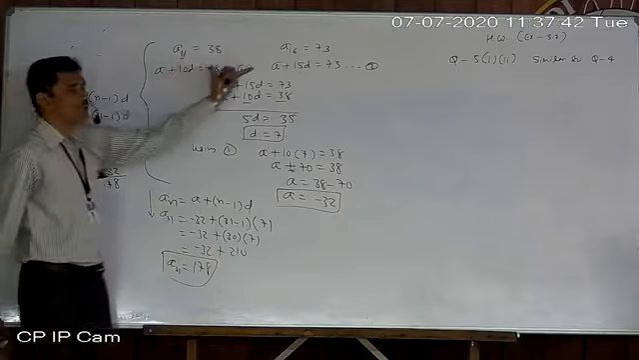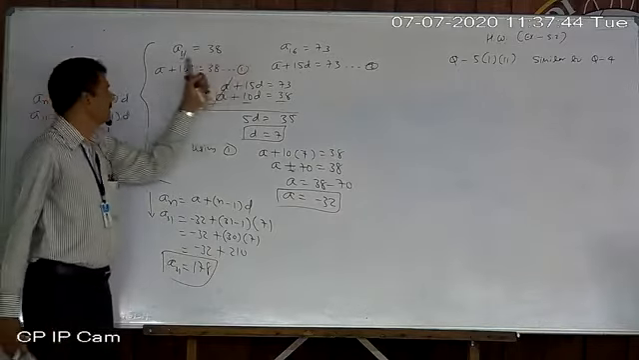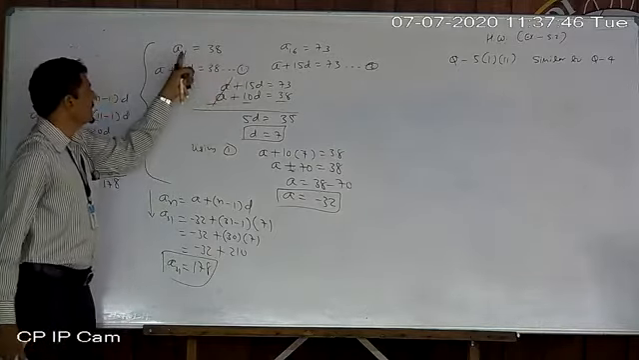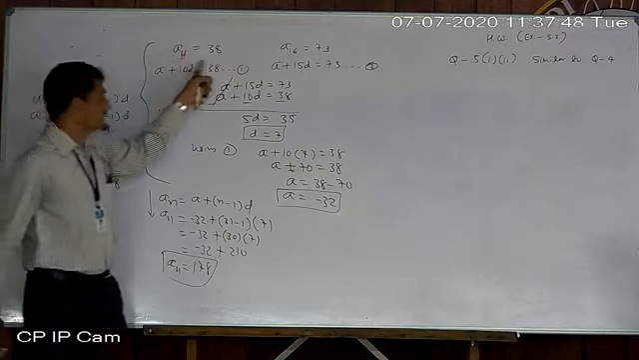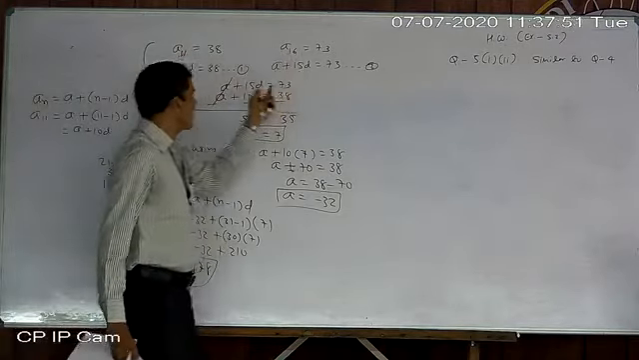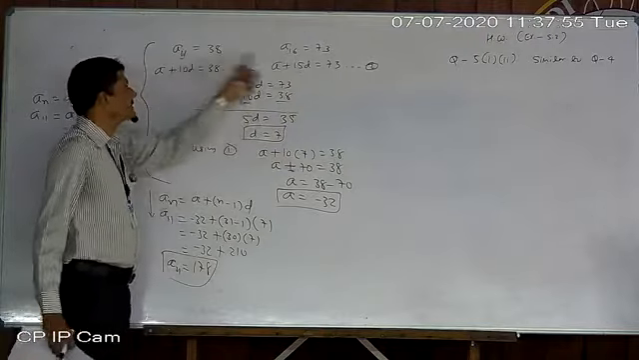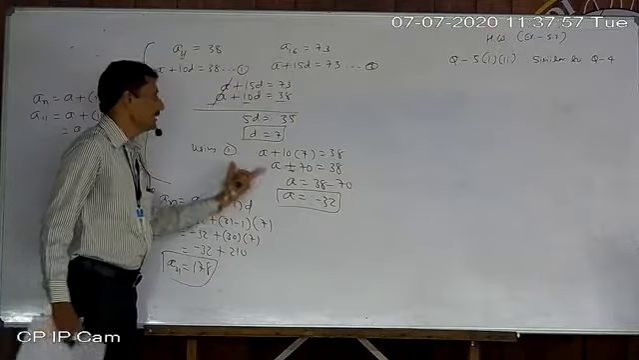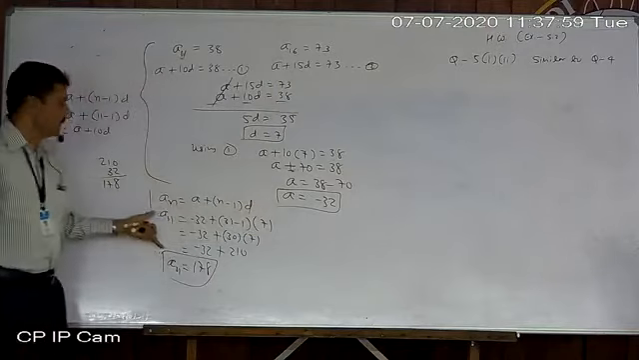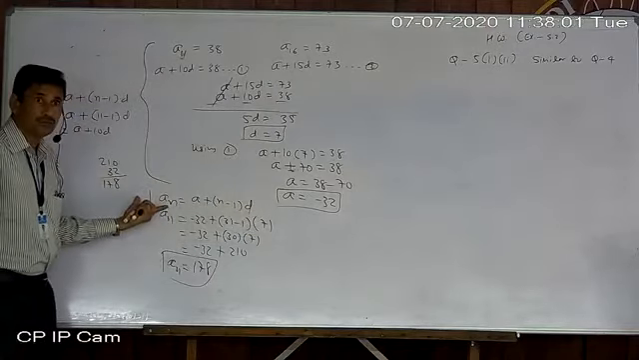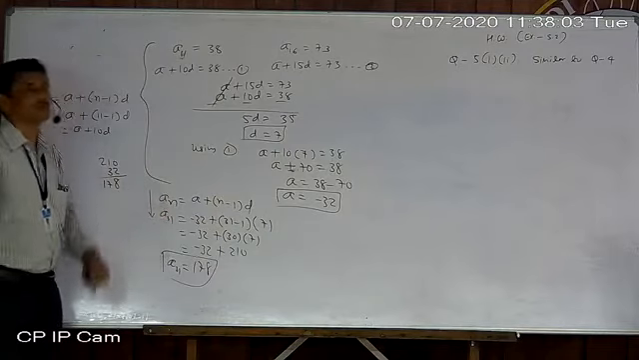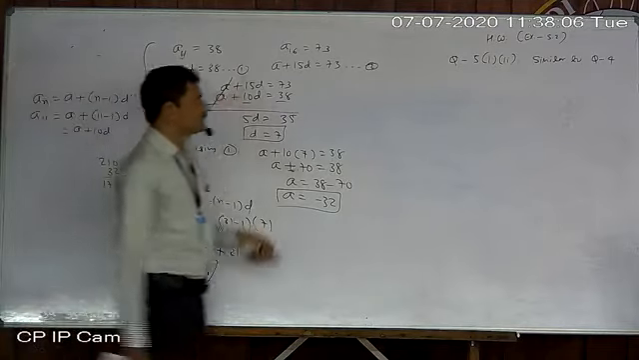But how to get the equations? Just a plus 10d, where n is 11, and n is 16, so a plus 15d. Subtract any one equation from the other, you will get d. After getting d, use any one equation so that you will have a. After getting a and d, you can find either the AP, otherwise any particular term also. Okay, so understand very well.